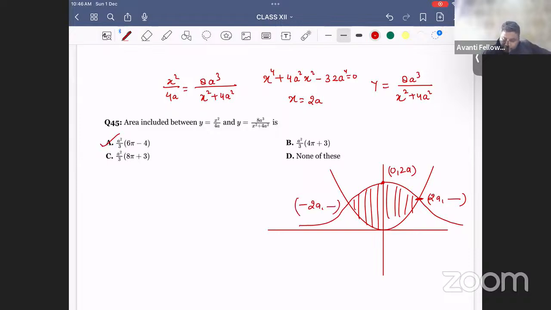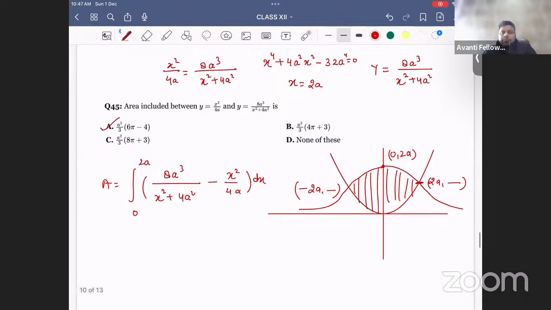So area enclosed is what? Integration 0 to 2a. Upper curve is 8a cube upon x square plus 4a square minus lower curve x square upon 4a, dx. That's it. Now integration is simple. First integration is in the form of tan inverse. Second integration is simply x cubed by 3. Got it?